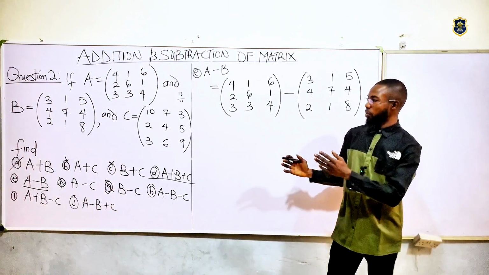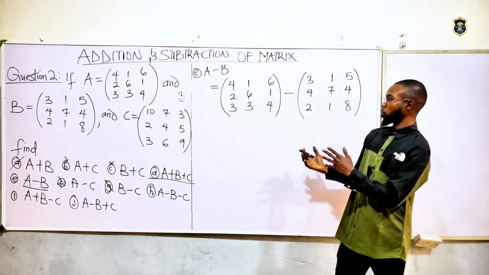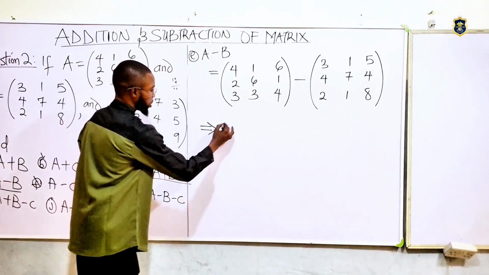Alright guys, let's look at how this works. Now, in question E, it says look for A minus B, right? So let's look at how this works. It's basically the same thing, but in this case, we're just minusing, right?